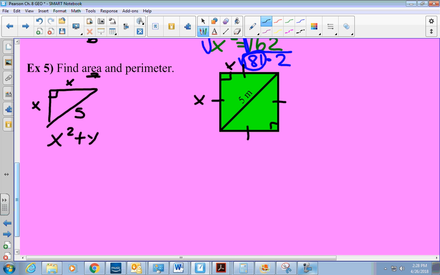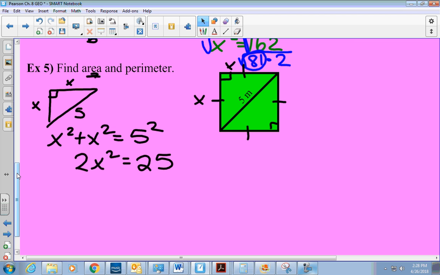x squared plus x squared equals 5 squared. Okay, and then Aaron, if I have 1x squared and I'm adding another x squared, how many x squareds do I have? 2. We have 2x squared. So we're going to go ahead and make that our 2x squared. And Jose, 5 times 5. 25.